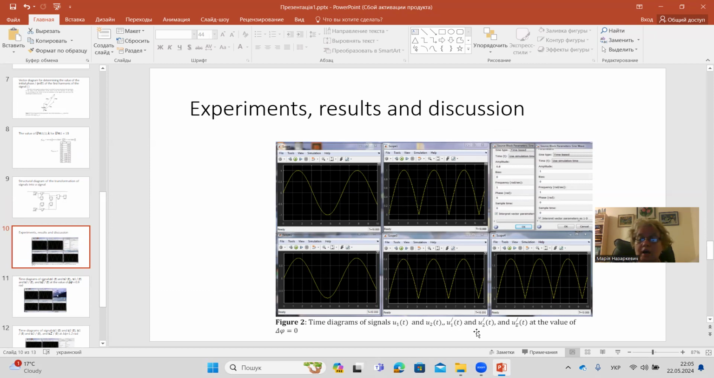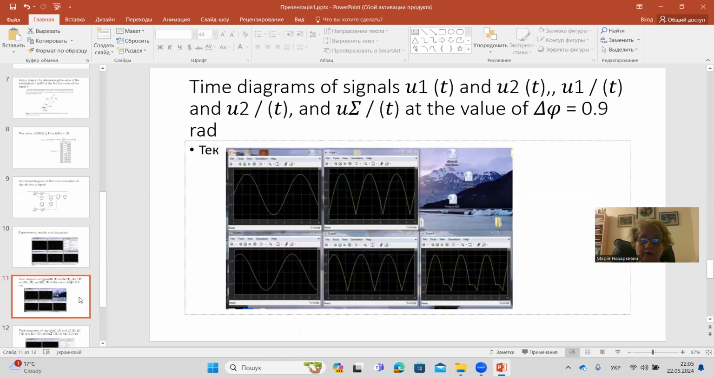U1, U2, and U sum, where the value of delta phi equals 0, and a diagram of the signals U1(t), U2(t), and U(t) at the value of phi equal to 0.9.